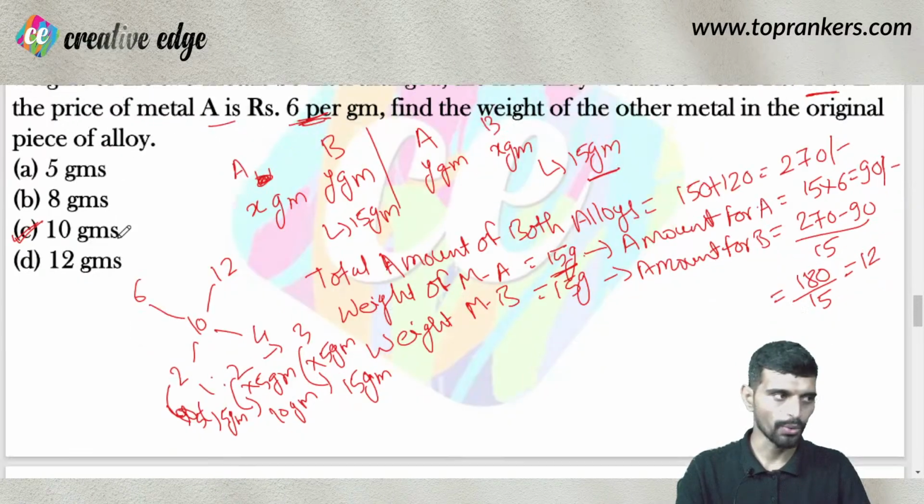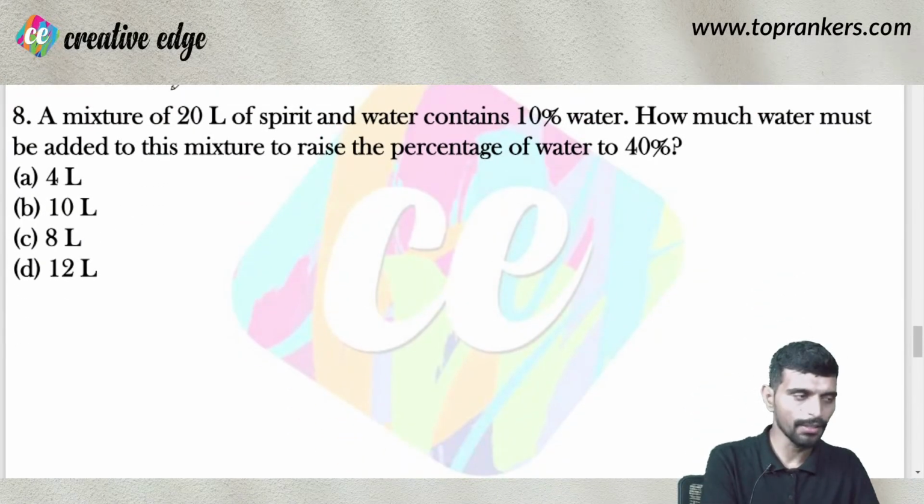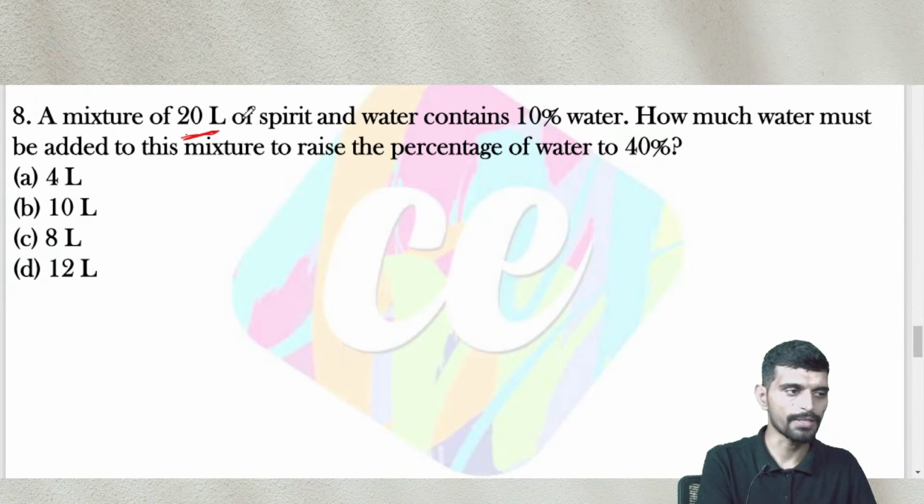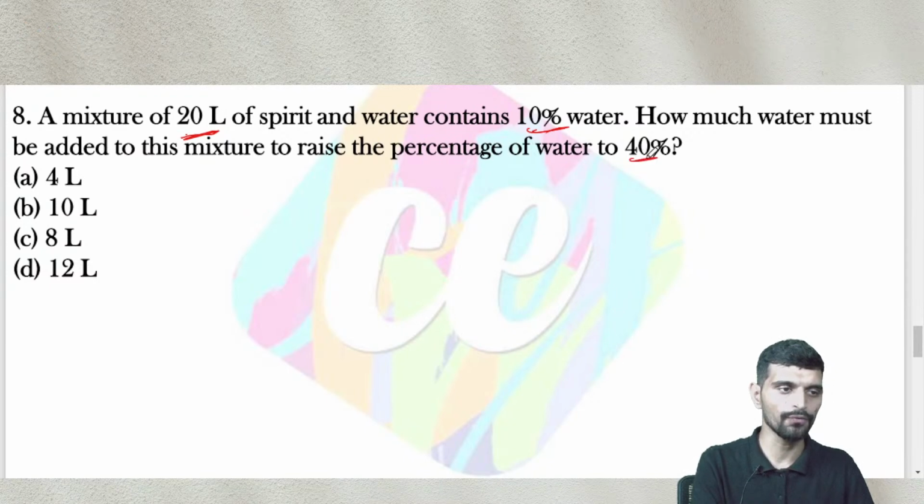Let's move to question number 8. This can be done easily as we have already learned such questions. Let's look at it. A mixture of 20 liter of spirit and water contains 10% water. How much water must be added to this mixture to raise the percentage of water to 40%?